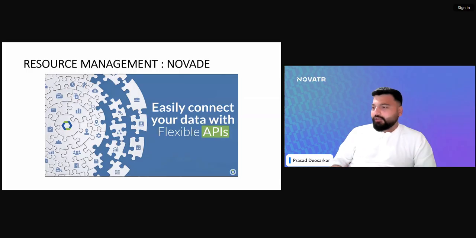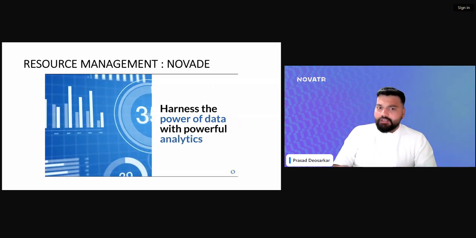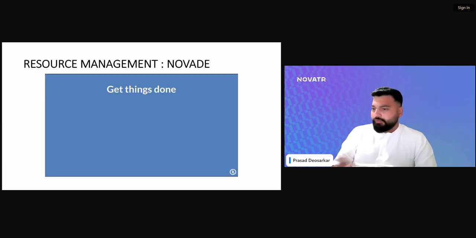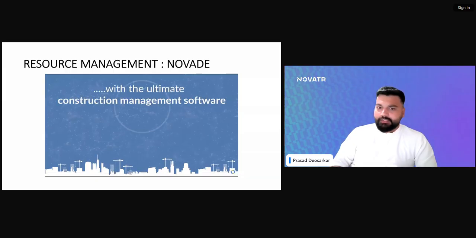All of that you are able to do with flexible APIs like it shows. You can connect all of that with an analytical dashboard. You can do it online, offline. You can do two-factor authentication. You can get things, like it says, get things done faster, better, and safer, right?